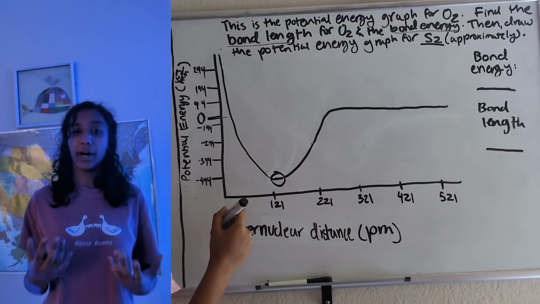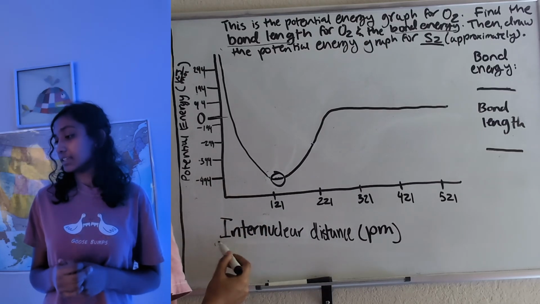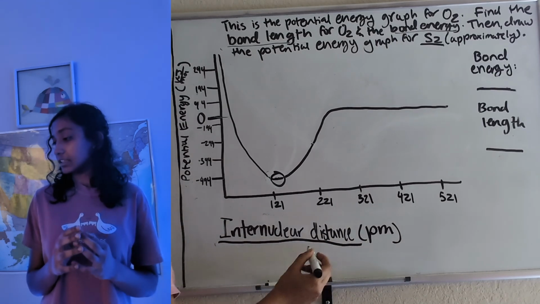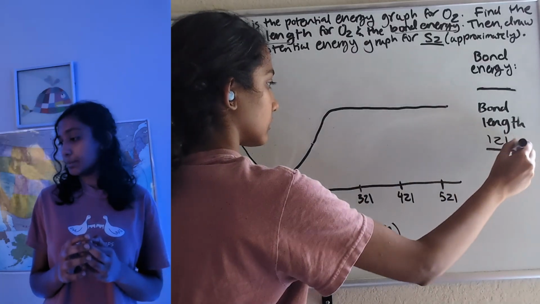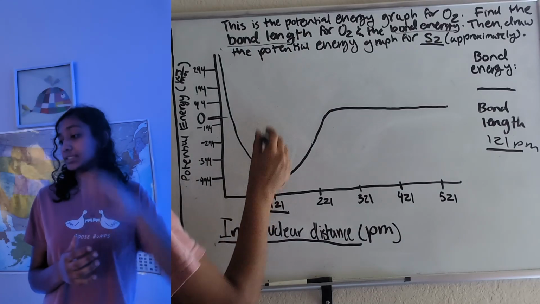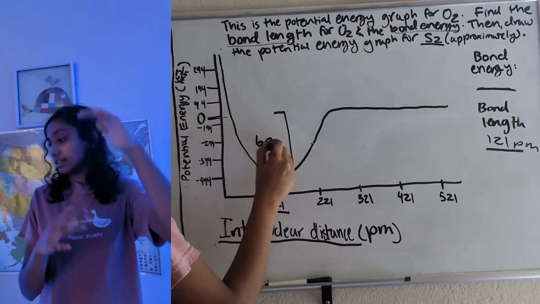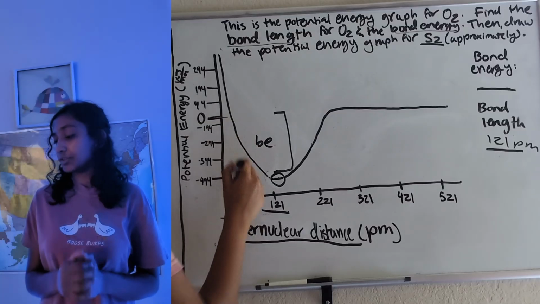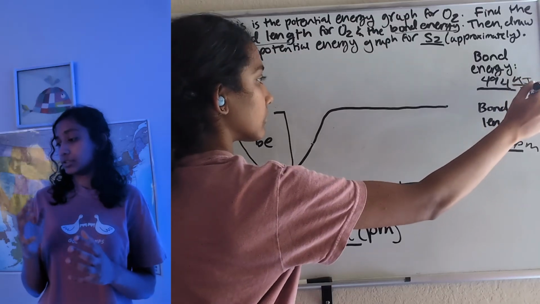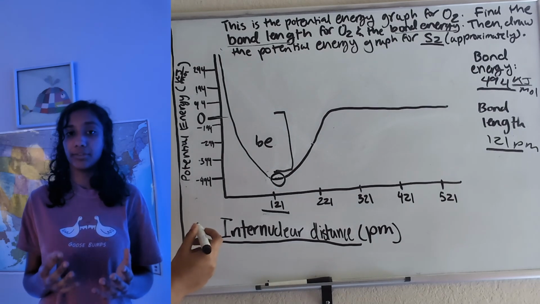Now, what does this tell us about bond length and bond energy? Let's start with bond length. This part of the graph is the distance between 2 oxygen atoms when they form a bond. So that tells us that the bond length is around 121 picometers, or pm. We also talked about how the distance from zero potential energy to the potential energy of the bond is the bond energy. So that tells us that the bond energy for 2 oxygen atoms is 494 kilojoules per mole of O2.